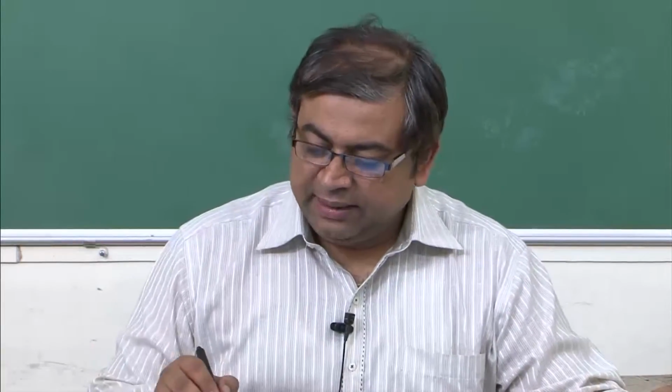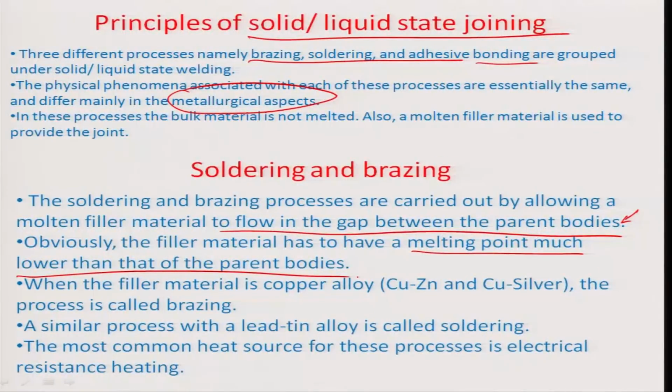Obviously, the filler material has to have a melting point much lower than that of the parent bodies. I have already talked about this, and in case of brazing, the copper alloy that is being used here is again a two phase metallic solution, either copper zinc or copper silver, and if this alloy is being used, the process is called brazing. A lot of automotive industries have certain process steps where certain areas are brazed, over and above the spot welding process, which is carried out in abundance in all the bodies of automotives. And a similar process with lead and tin alloy can be done on a slightly smaller scale, and it is also known as soldering.